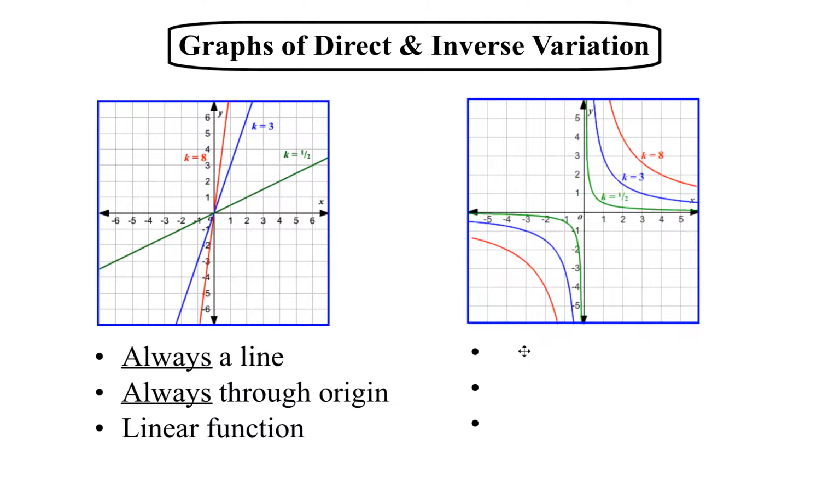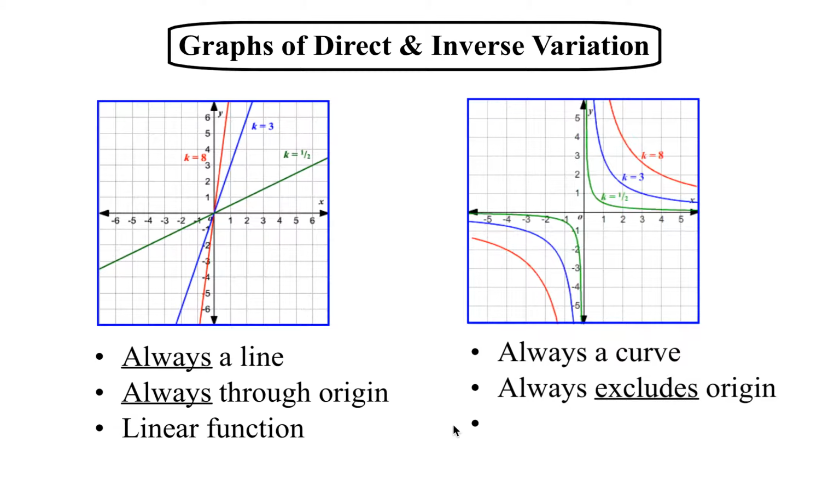For inverse variation, it's always a curve, and it excludes the origin. It never goes through the origin. And it's called a reciprocal function or an inverse function.